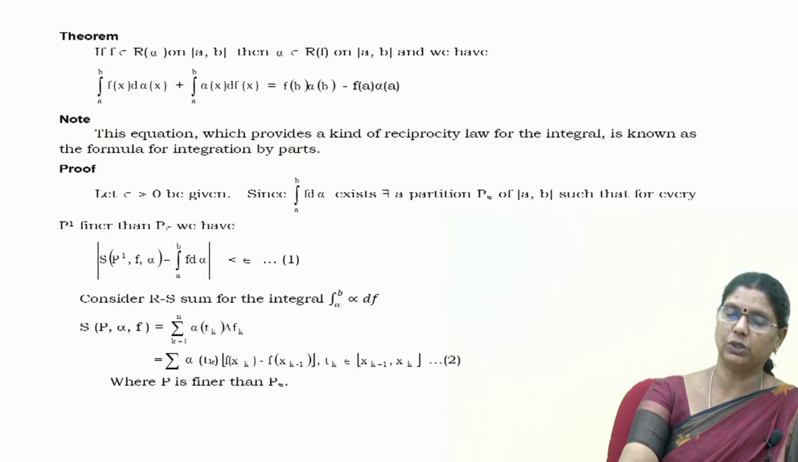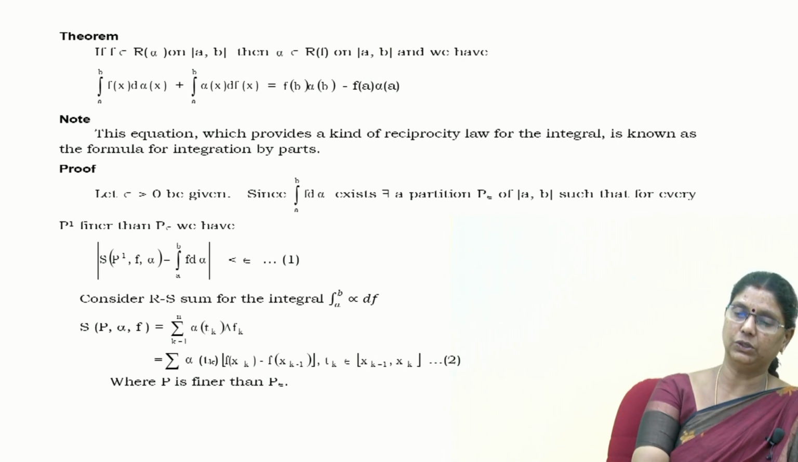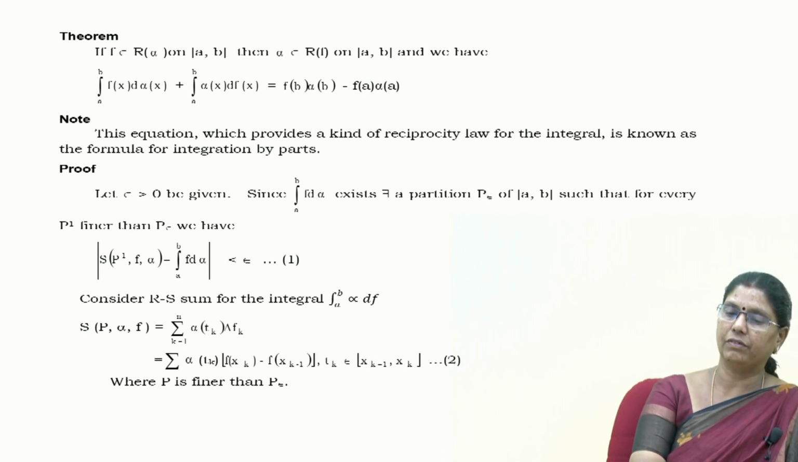If f belongs to R(alpha) on the closed interval [a, b], then alpha belongs to R(f) on the closed interval [a, b]. Then we have integral a to b f(x) d alpha(x) plus integral a to b alpha(x) d f(x) equal to f(b) alpha(b) minus f(a) alpha(a). So, the above expression that we call the formula for integration by parts, or otherwise it is known as the reciprocity law for the integral.